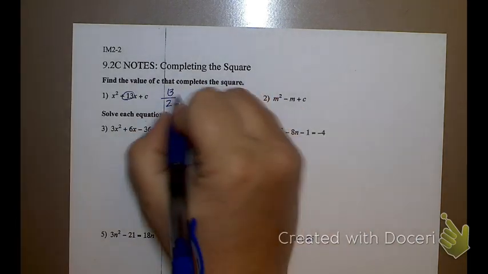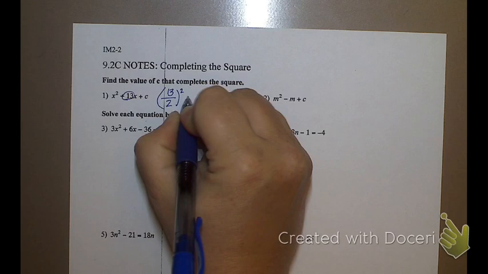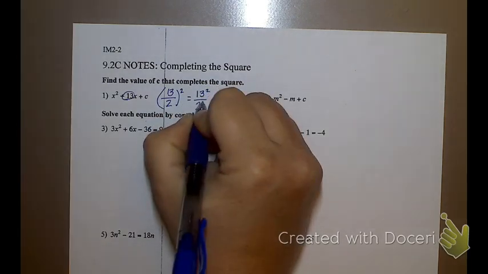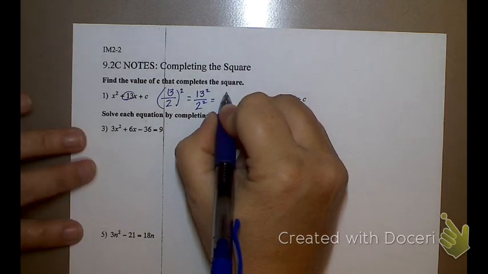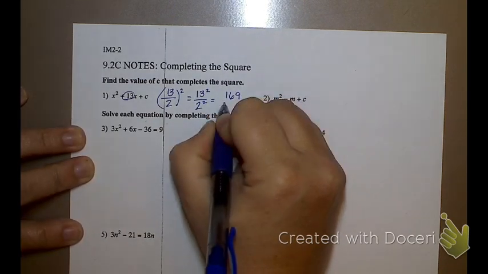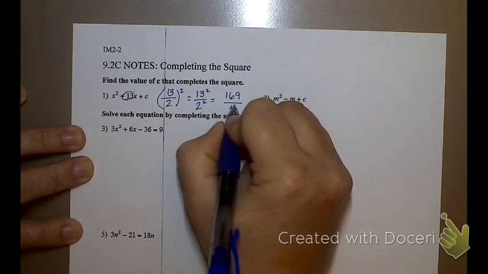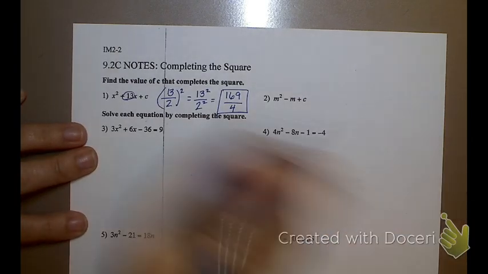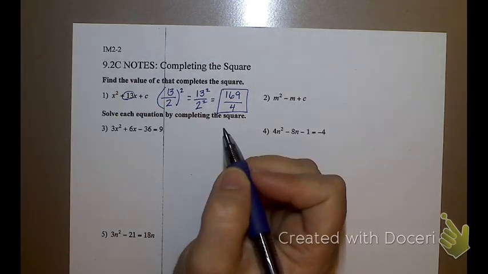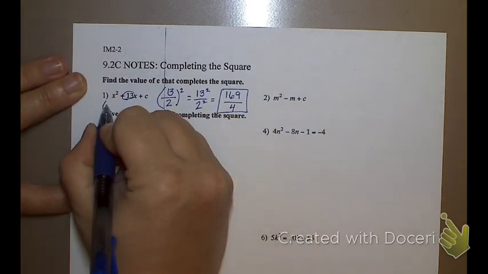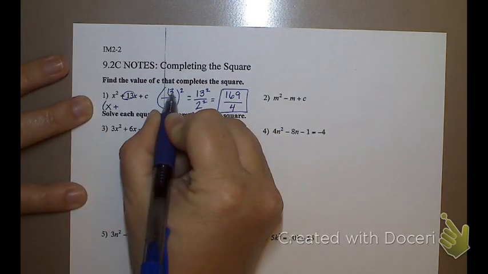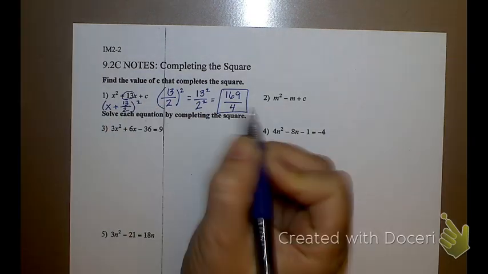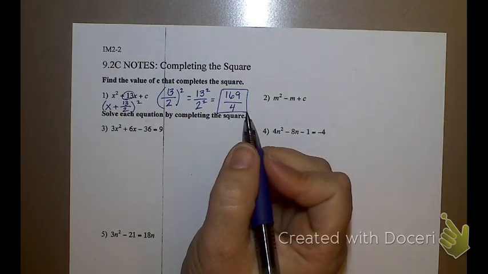Nope. So what I have to do is I simply square the top and square the bottom. So 13 squared is 169. 2 squared is 4. Yes, I apologize for that yesterday. Now, because you know the shortcut, what is this going to factor into? X plus 13 over 2 squared.